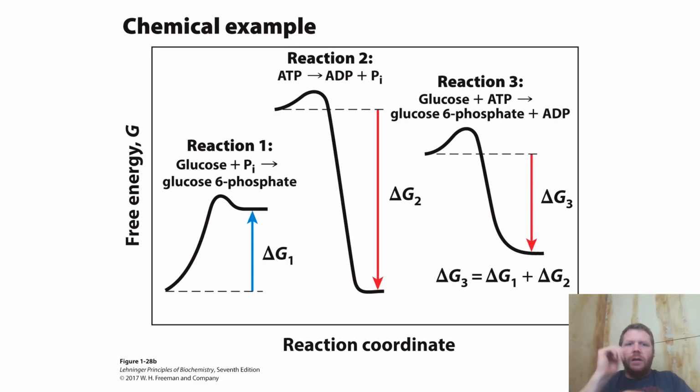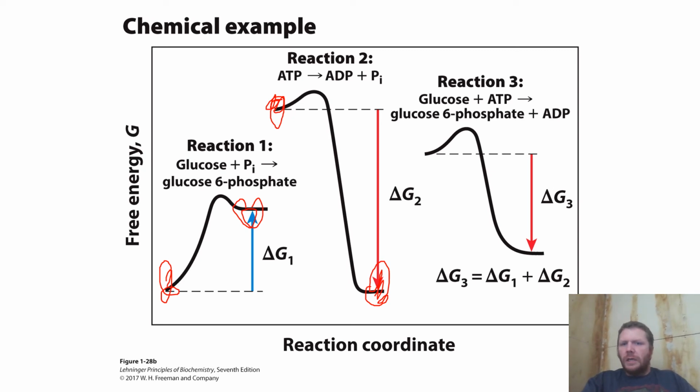To illustrate that, on the left-hand side you have reaction number 1, the phosphorylation of glucose to make glucose 6-phosphate. The reactants are at a lower energy than the products. Reaction number 2, ATP going to ADP and Pi. We've got a high energy molecule going to a low energy molecule. Now, reaction number 3 is the combination of those two. Glucose plus ATP yields glucose 6-phosphate and ADP.